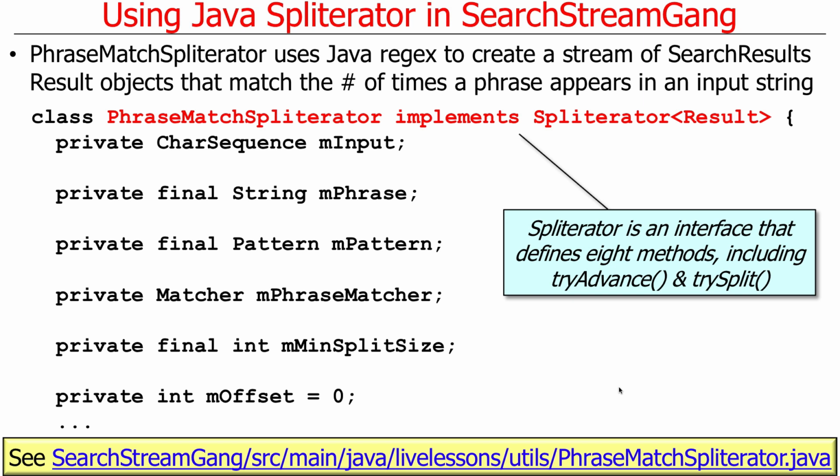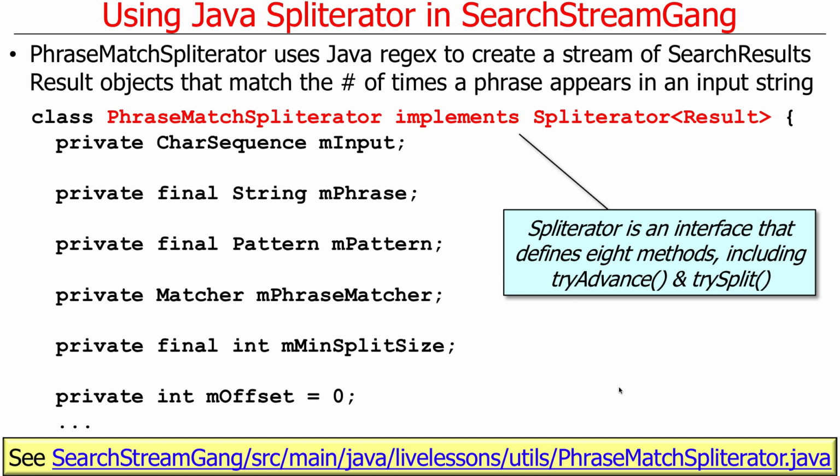Now, what I'll do right now is just talk about the sequential version. The parallel version is way, way, way cooler, but we won't be able to talk about that until we talk about parallel streams later. So what PhraseMatchSpliterator does is it uses a Java regular expression instance and a pattern matcher to create a stream of search result objects that match the number of times a phrase appears in an input string. So PhraseMatchSpliterator implements the Spliterator interface. You can find the code here.